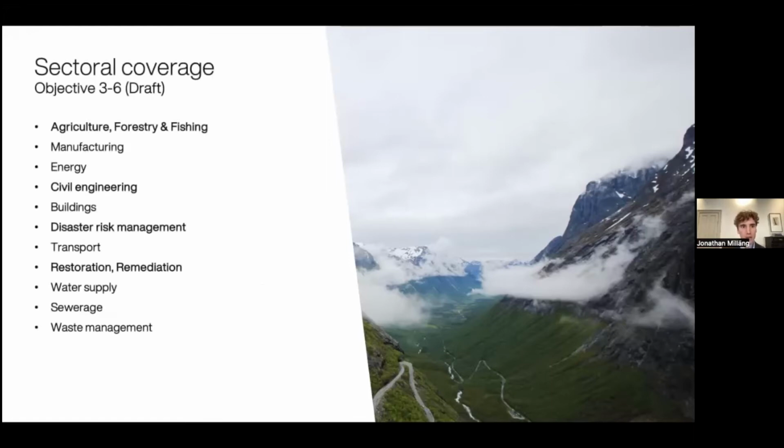For the later objectives then, that have to do with pollution, biodiversity, water, etc., there are some sectors added: agriculture, forestry and fishing, civil engineering, disaster risk management, restoration and remediation. So these activities will have to then report in the next reporting cycle or whenever these objectives are published. They have not been published yet.